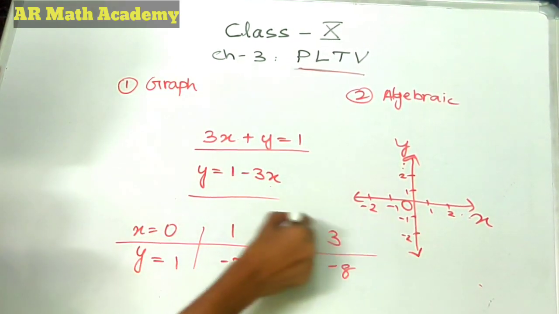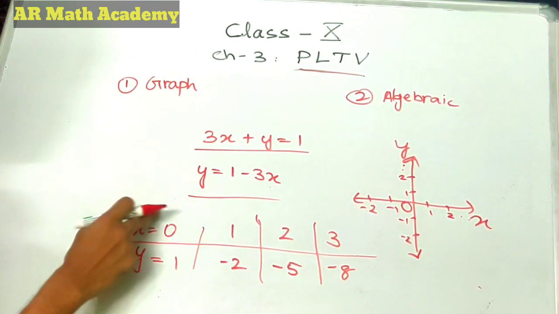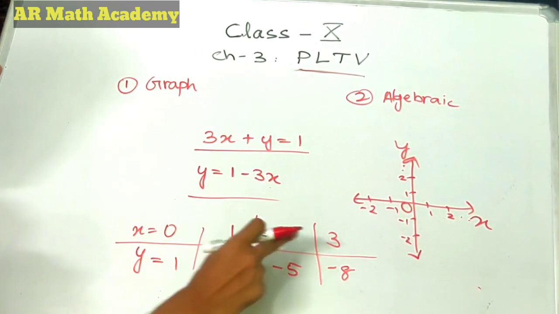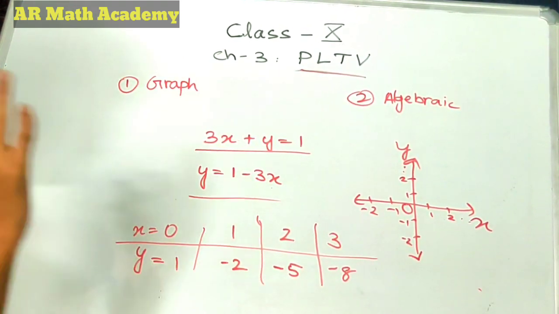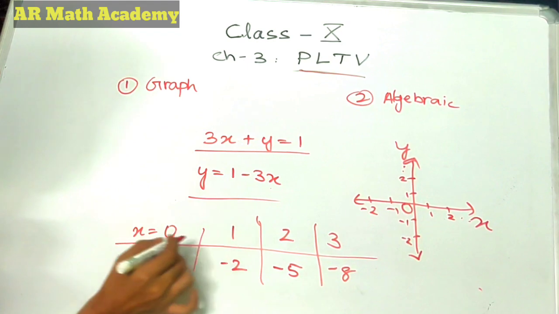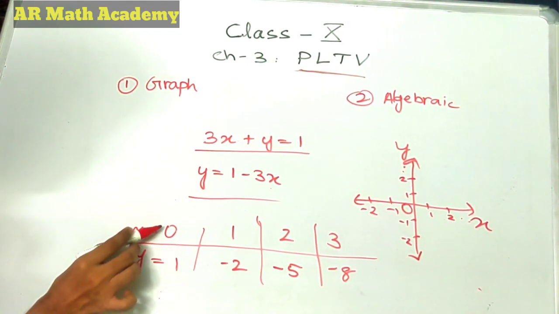Let me draw a table over here for clear representation. So the value of x equal to 0, 1, 2 and 3 so on can give you values of y as 1, minus 2, minus 1, minus 8. Now what I am going to do over here is, well, I have the value of x as 0. Now when the value of x is 0, the value of y is 1.